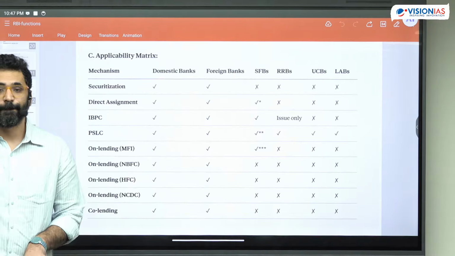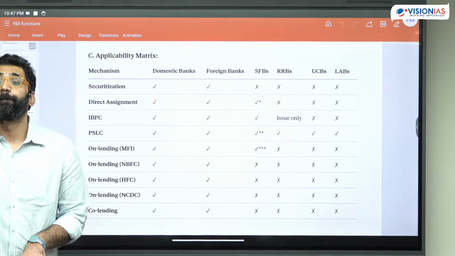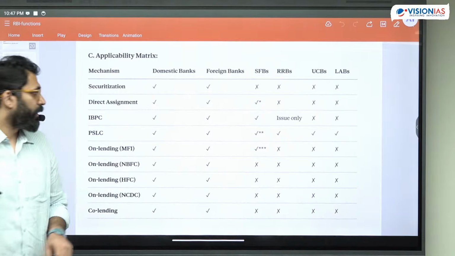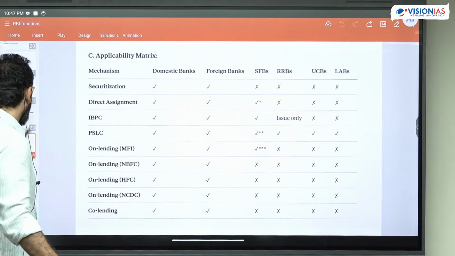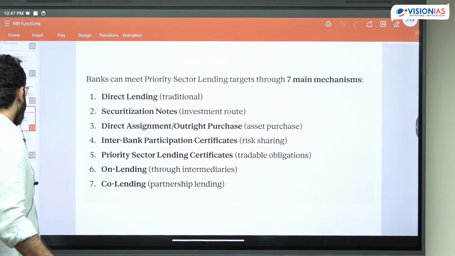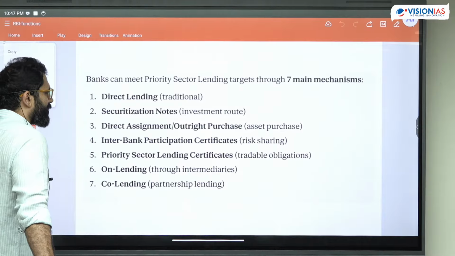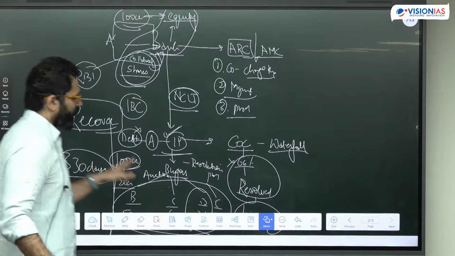Yes. Which one? This you just refer to, which one is allowed for which type of bank. What is the 5th one? This should come; the basic priority sector lending certificate you study in class anyway.